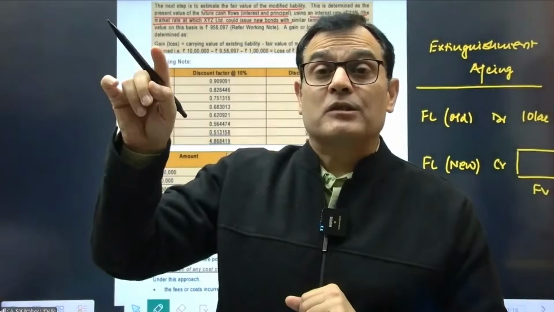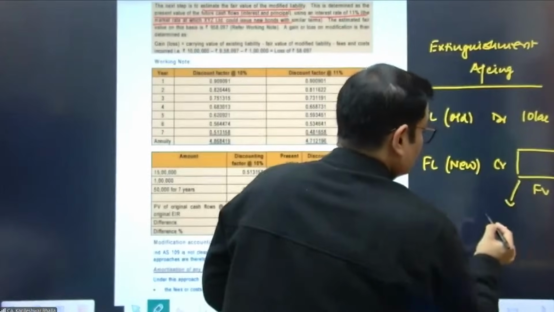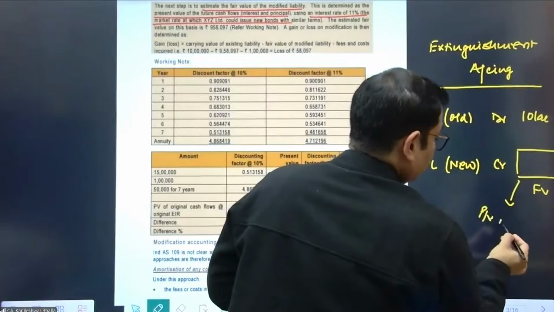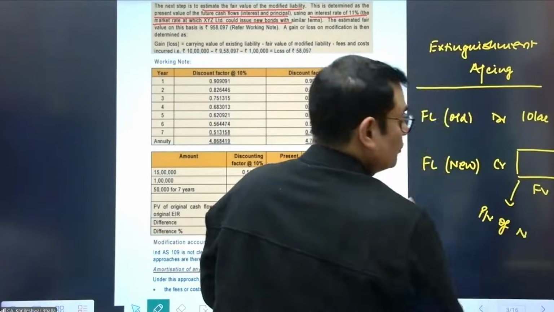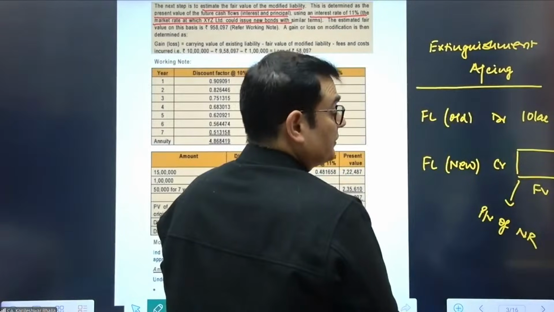So what is the fair value? Do not consider the data from the 10% test, because all that is based on the original EIR. Now, when you consider the fair value, how do you consider it? You're going to take the present value of the new cash flows, which is based on the revised terms.